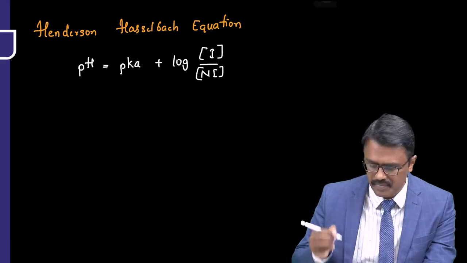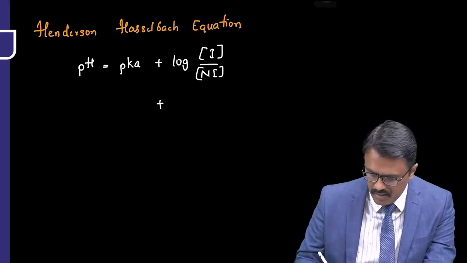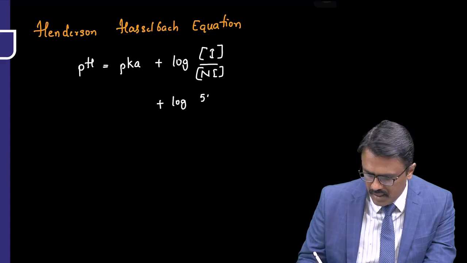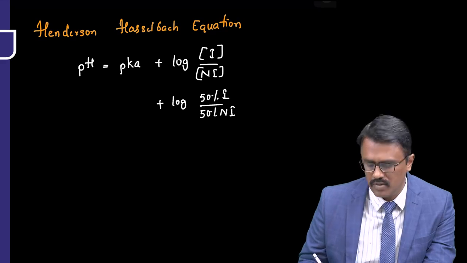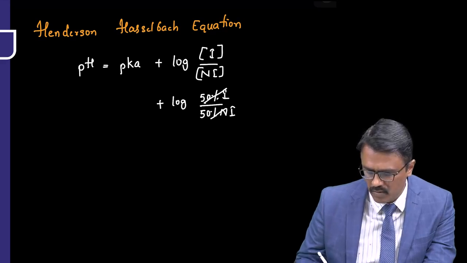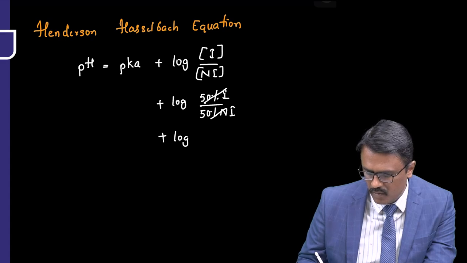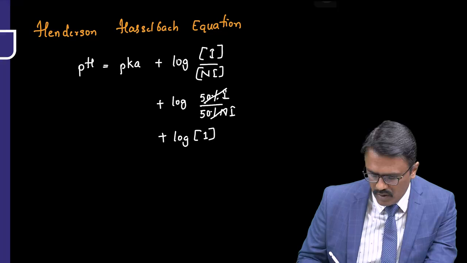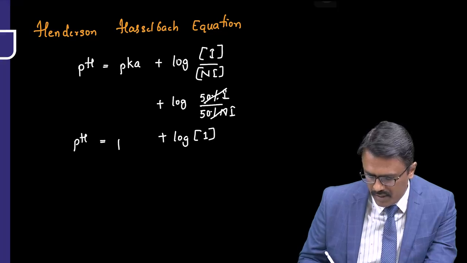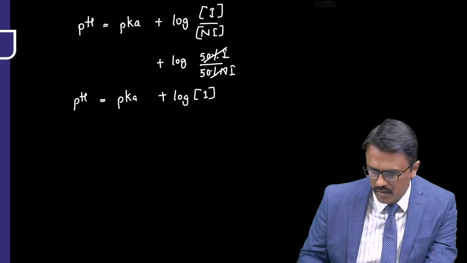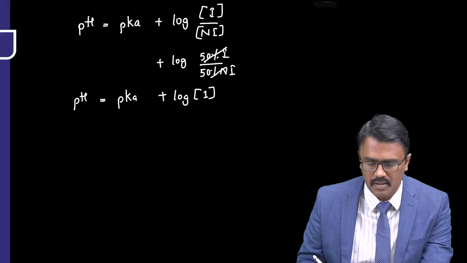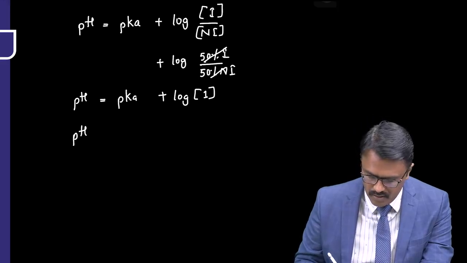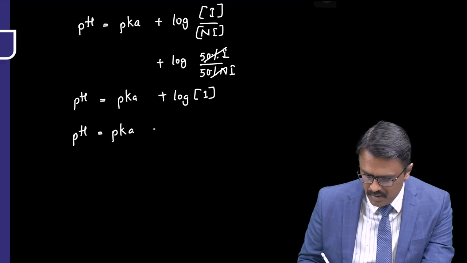How did we get that? Now what we do is log of 50% ionized divided by 50% non-ionized. That means they are equal. So what happens? This cancels, so what we get is log of 1. Now you tell me, what is the log of 1? Log of 1 is 0. So pH is equal to pKa plus 0.